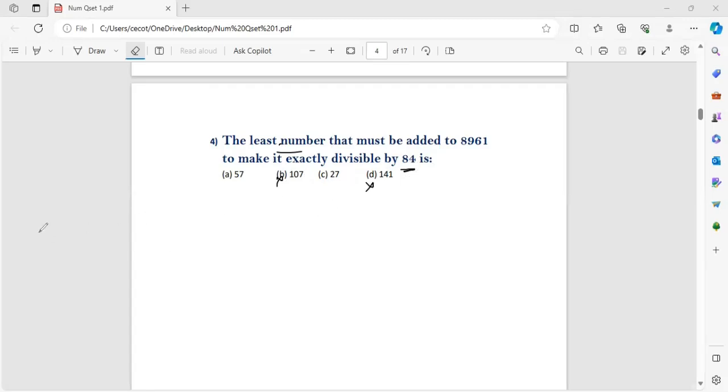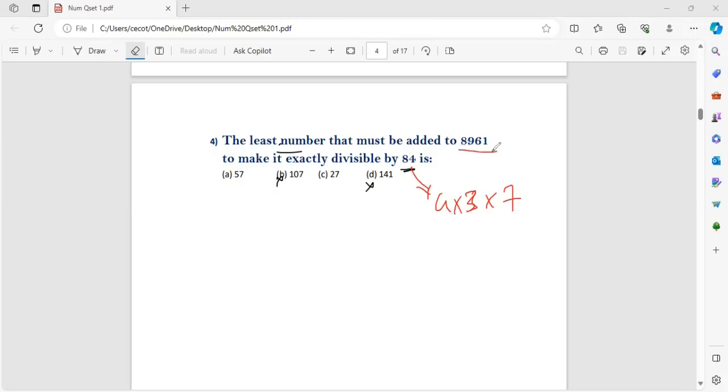Now, if you observe the number 84, you can recognize that 84 is a multiple of 4, 3 and 7. Based on the prime factor form, 2 square, 3 and 7. Then it will be very easy to find the answer. Let's check how. You know the divisibility rules of 4, 3 and 7, isn't it? If you go with 3, the sum of the digits should be a multiple of 3.